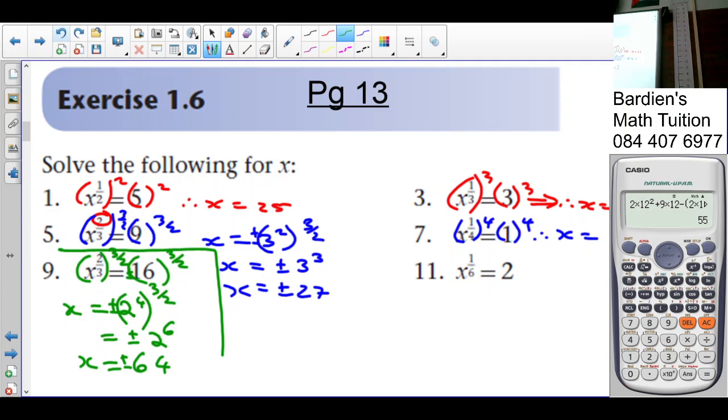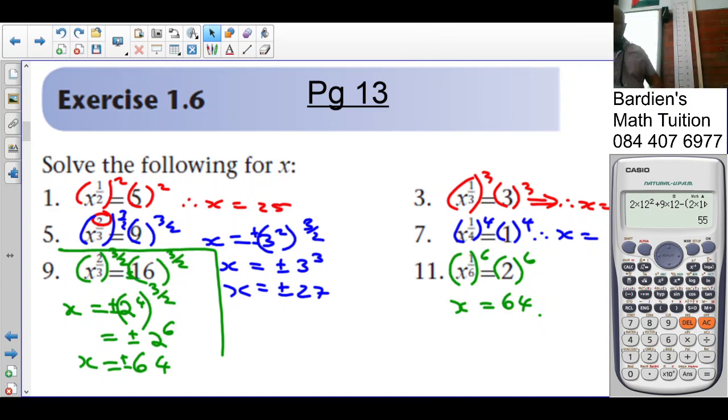You guys understand? This denominator is even. So this number has to be positive, which is the case here. Okay? So I raise it to the power 6 on both sides. So x is equal to 60. Okay. Any confusion here, people?